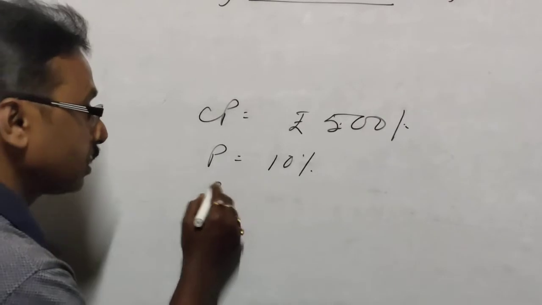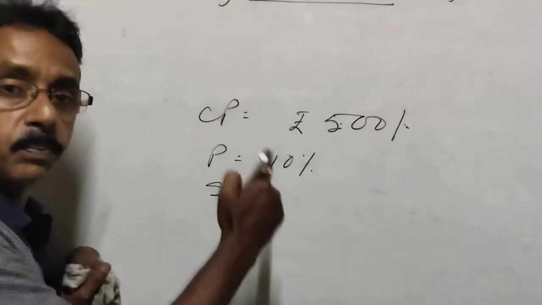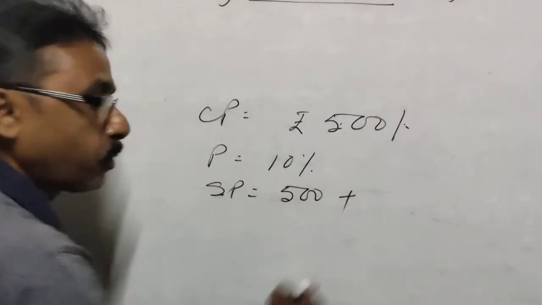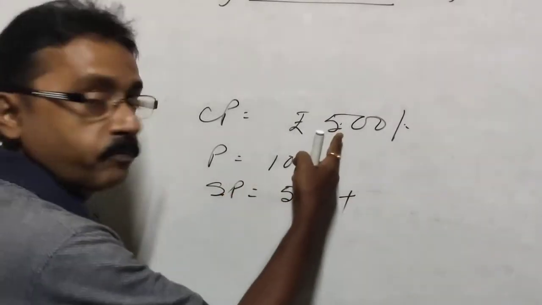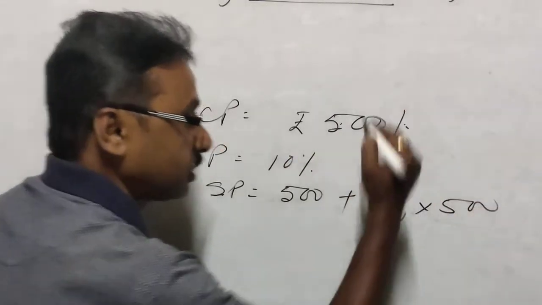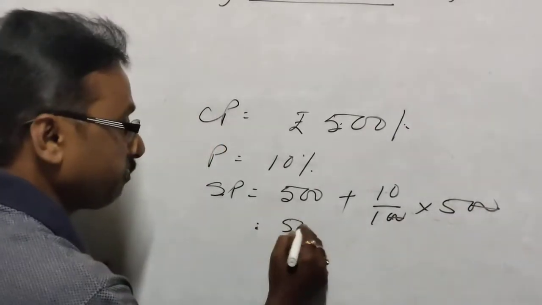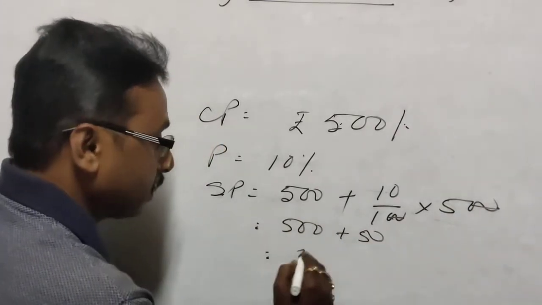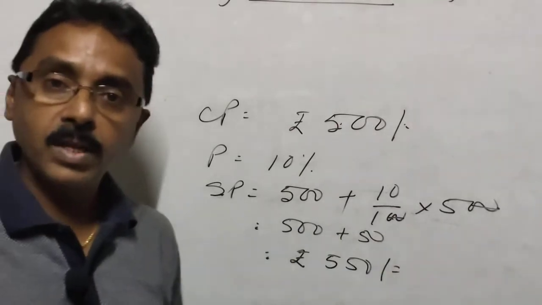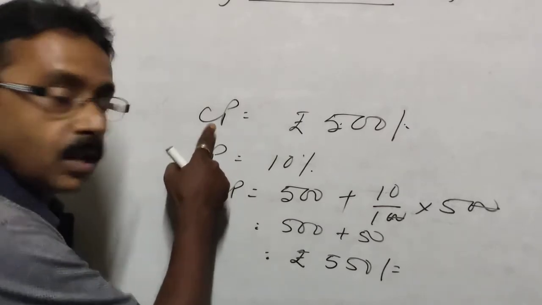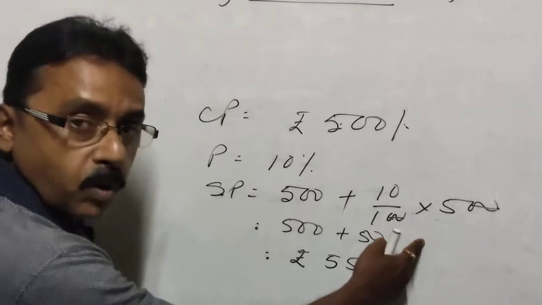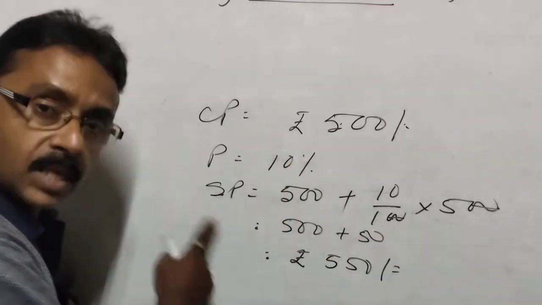So how to get the selling price? Selling price is equal to CP plus profit. So CP is rupees 500 plus profit, how much? 10% of 500. So 10 by 100 into 500, and it comes 500 plus 50, that means rupees 550 is the selling price. So since the cost price is given, on this cost price we have calculated the profit, then by adding this profit to the cost price we have the selling price.